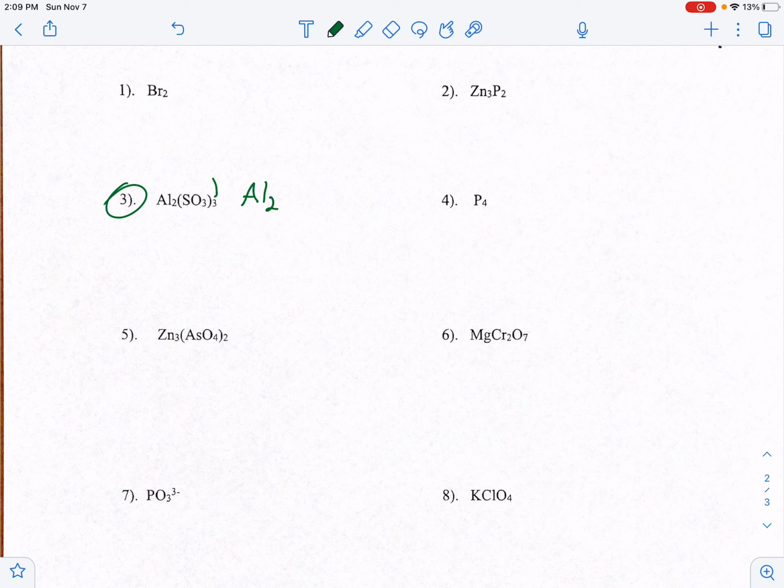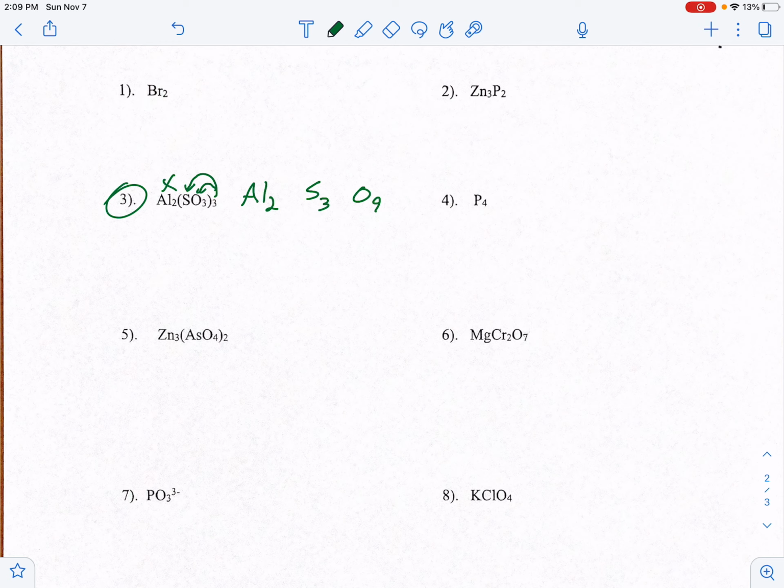So I'm going to take this 3 and multiply it by that 1 for sulfur. That means I have 3 sulfurs, and I take that 3 and multiply it by your 3 oxygens, and that means I have 9 oxygens. Make sure you're careful with those parentheses. That 3 does not carry over to that aluminum because it's not in that parentheses.